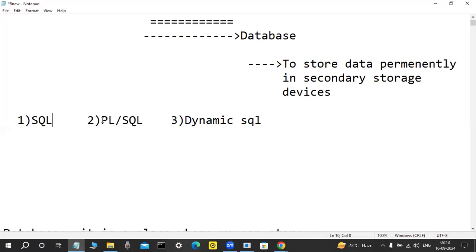Those types of procedural language concepts, when embedded in the SQL language, are called PLSQL. Why are we learning PLSQL? Because procedural language concepts are embedded in SQL, the SQL engine now works in a different way, along with the PLSQL engine. That is called PLSQL, procedural language extension for SQL. Again, if I want to execute SQL statements dynamically, then we use dynamic SQL.